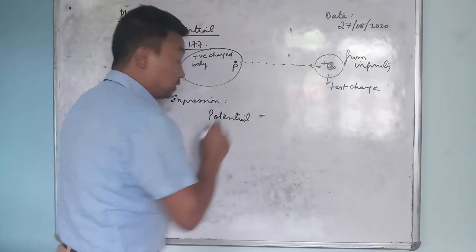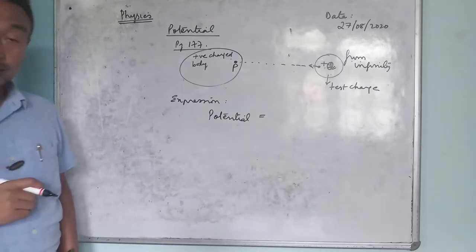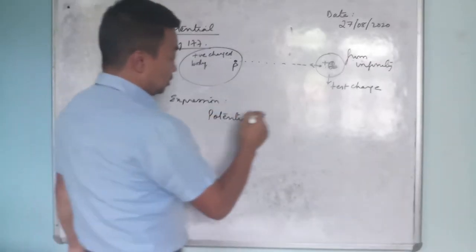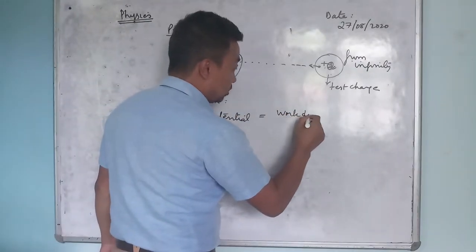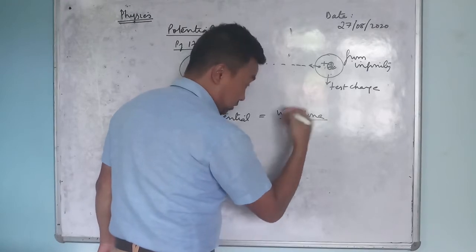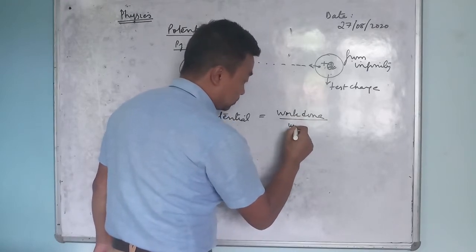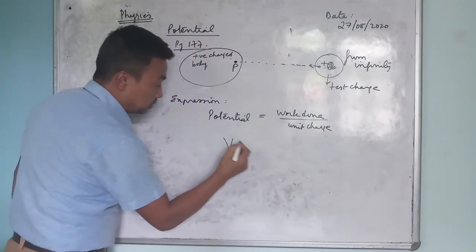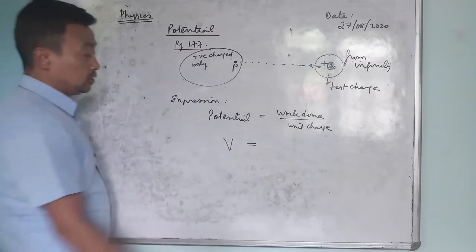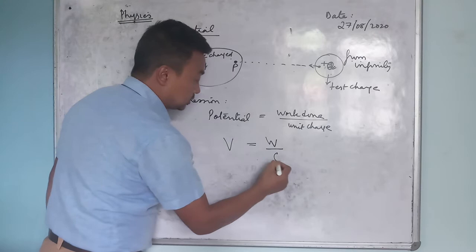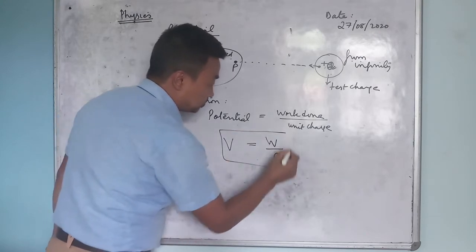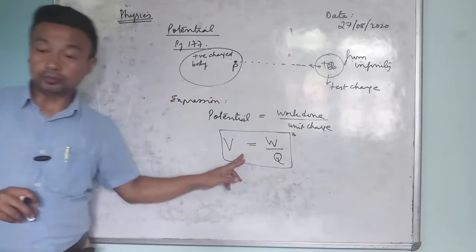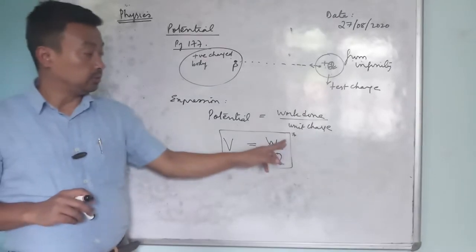This formula is very important from your exams point of view. You are going to get some simple numericals on this. So potential is work done divided by the charge, unit charge. So this potential is given by the symbol V, and work done is given by W, and the charge is given by Q. So learn this formula. Potential is equal to W by Q.